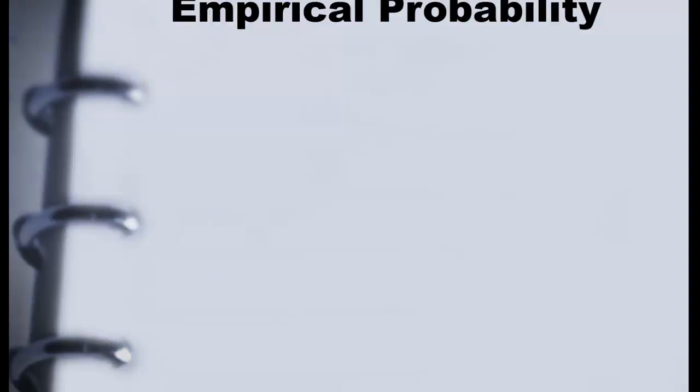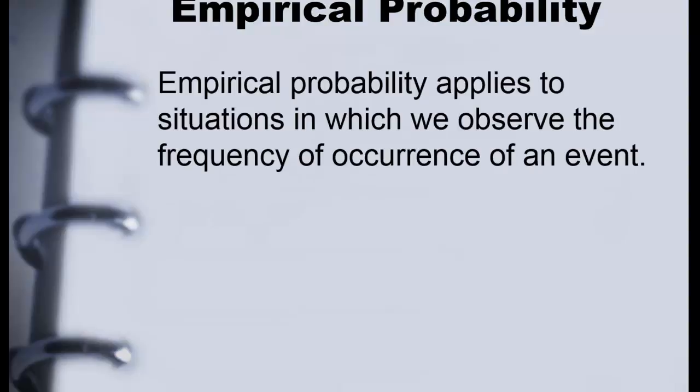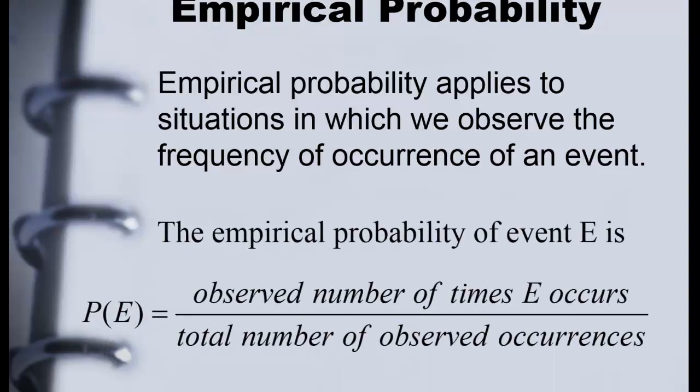Now let's look at empirical probability. And what does this mean? Empirical probability applies to situations in which we observe the frequency of occurrence of an event. So the key words here are frequency of occurrence. So here's the formula: P(E), E meaning event, equals the observed number of times E occurs all over the total number of observed occurrences.